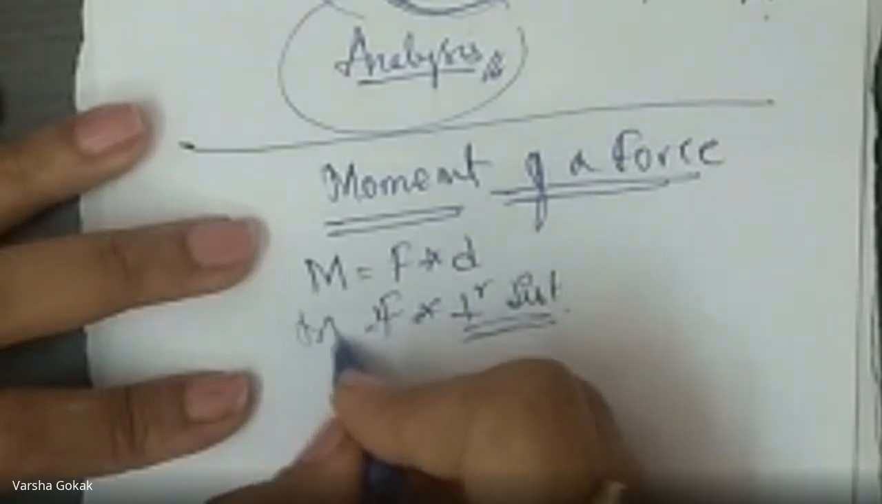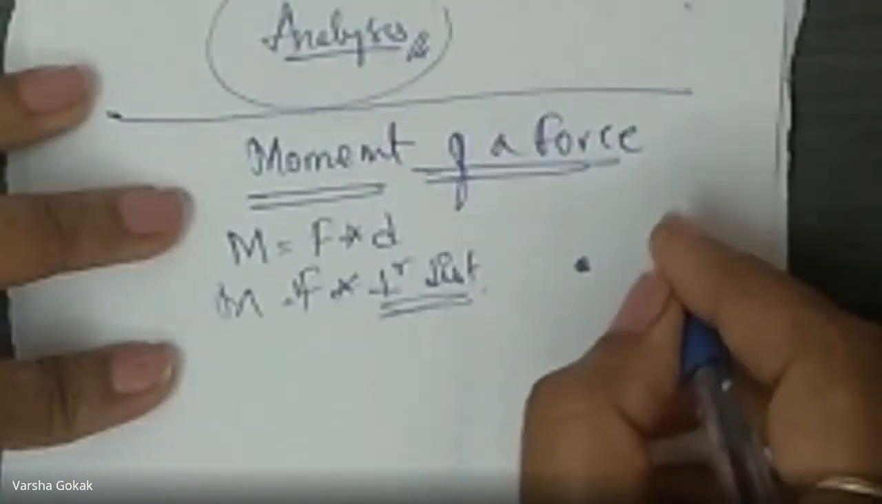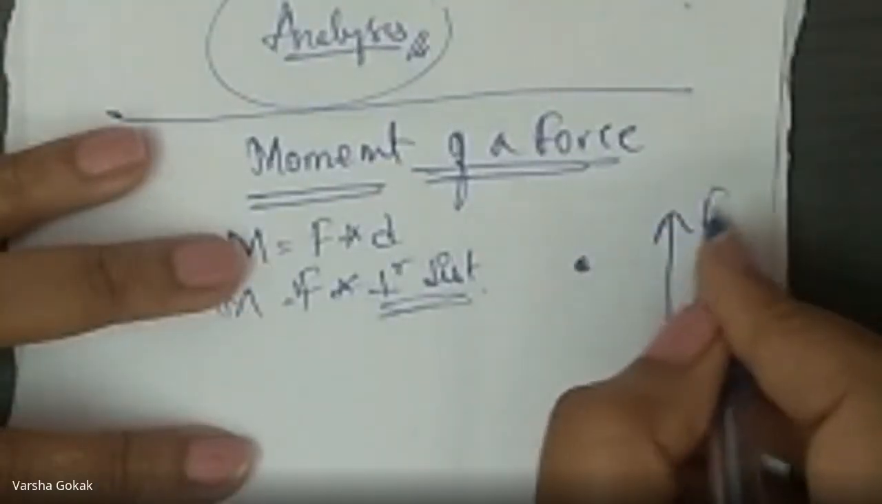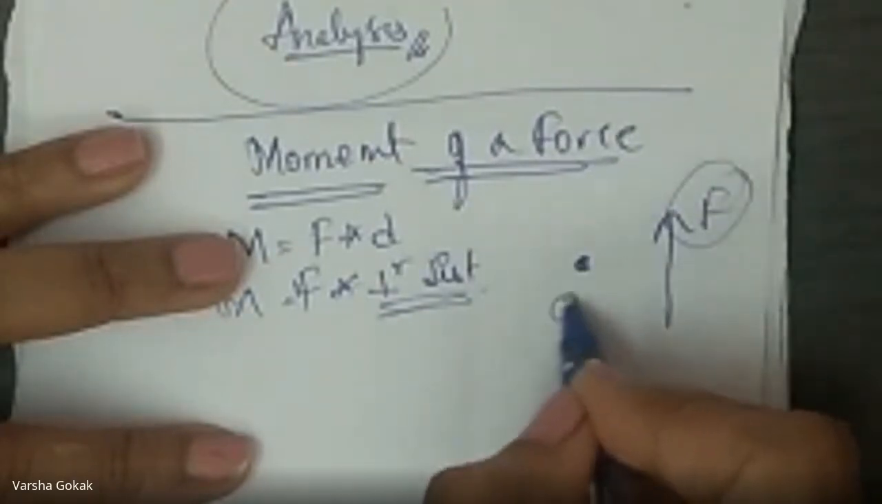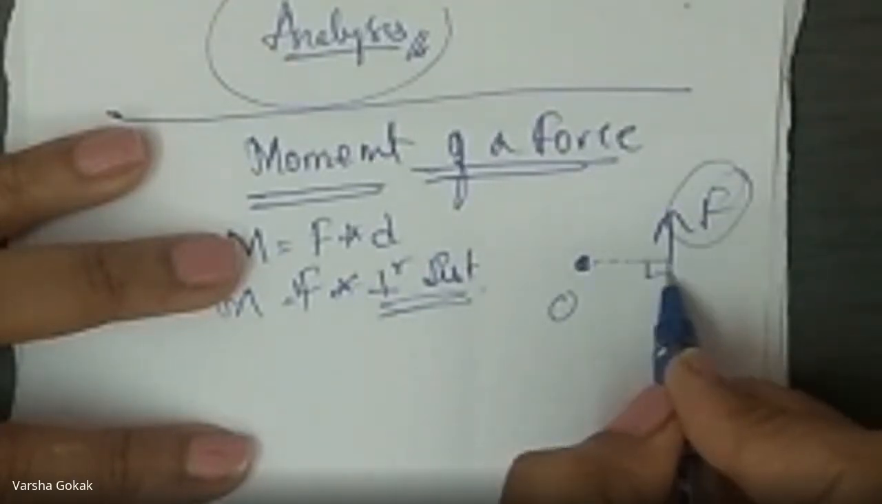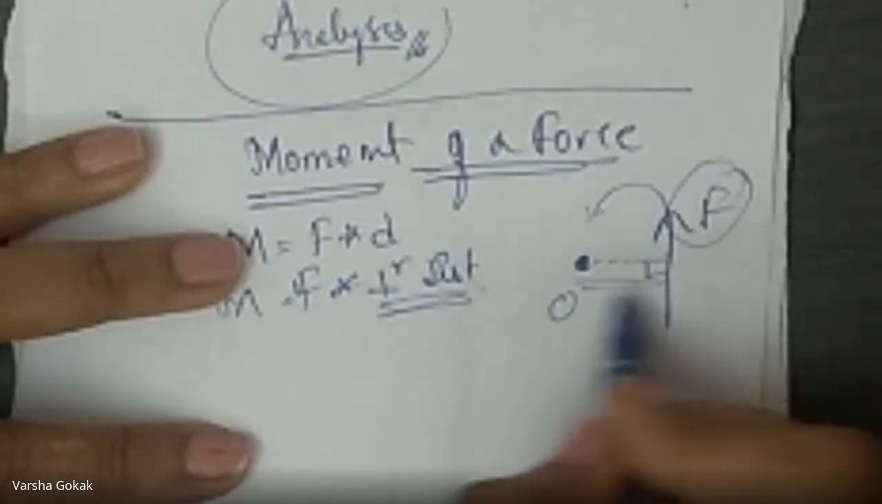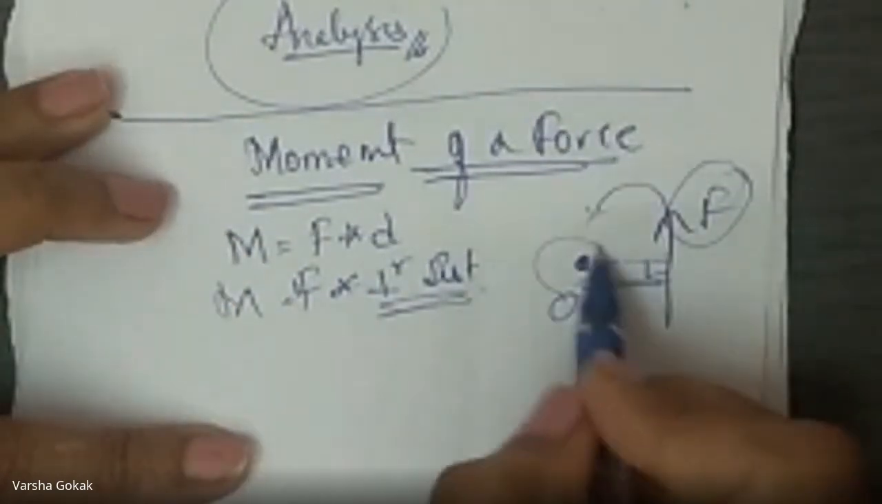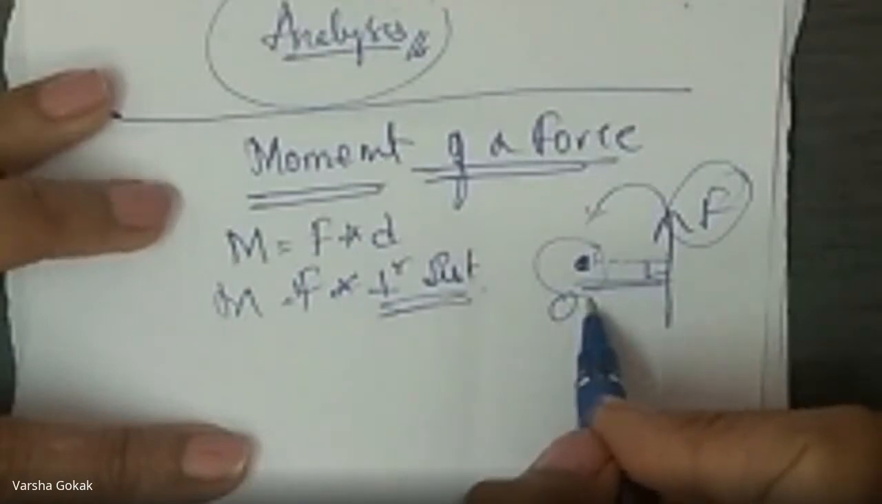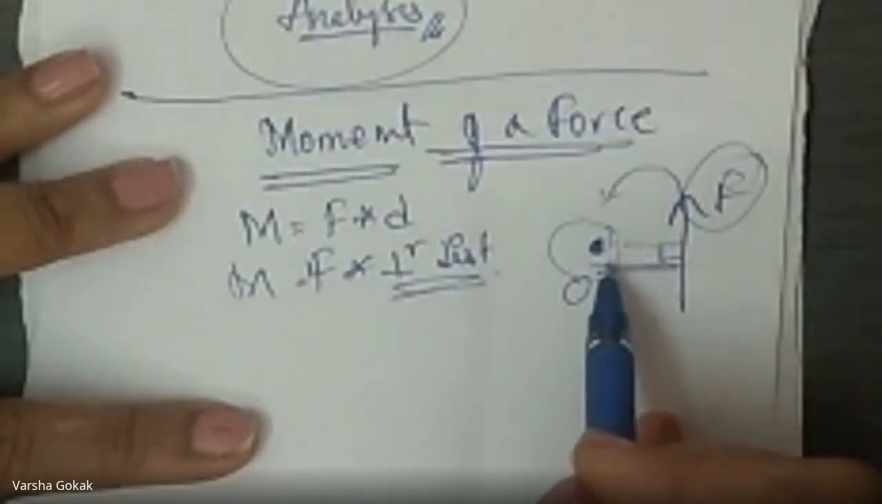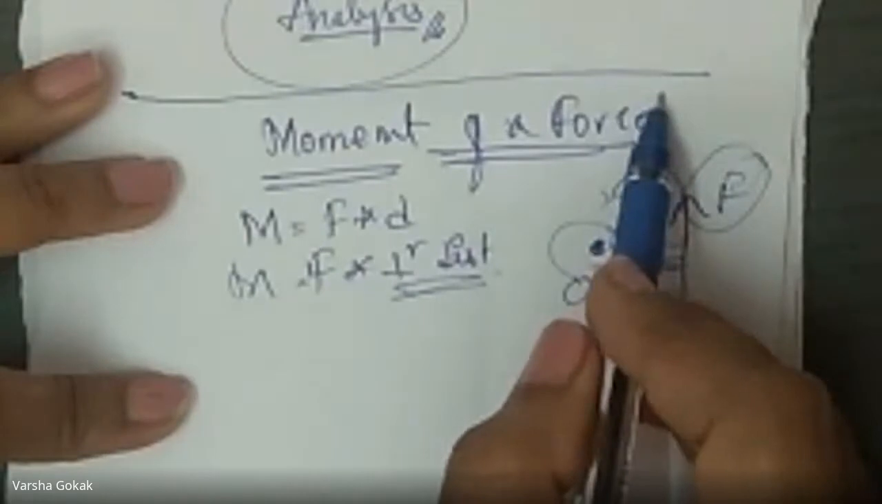That is the moment. So if I have a point here and there is a force acting over here, and I ask you to find the moment of this force about this point O, I'll drop an exact perpendicular from that point to this line, and force into this perpendicular distance will give me the moment about this point O. So moment is always force into perpendicular distance. This becomes moment of a force.